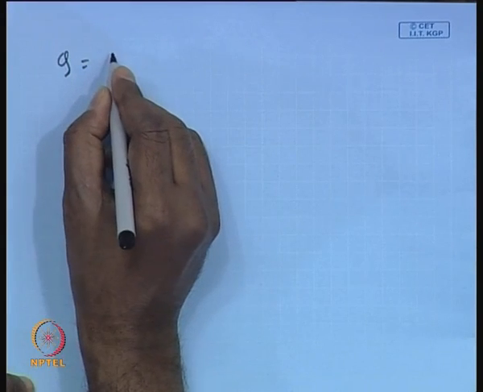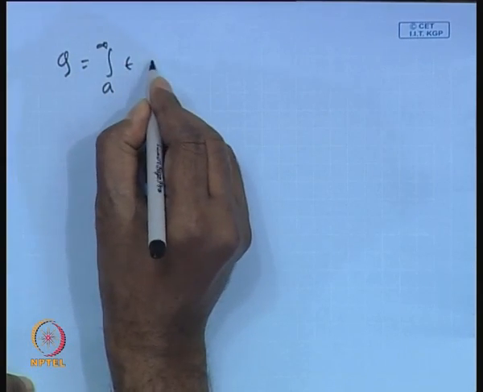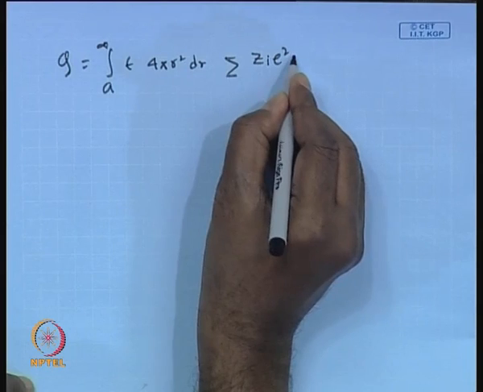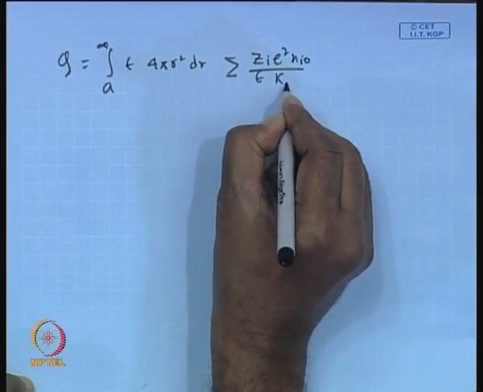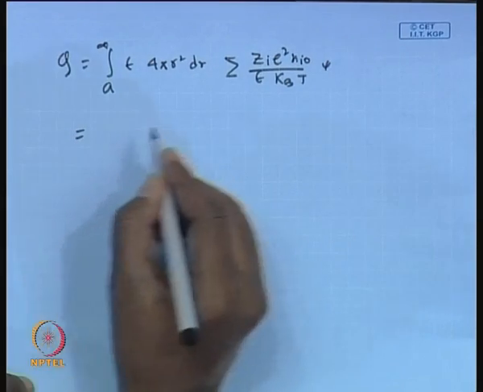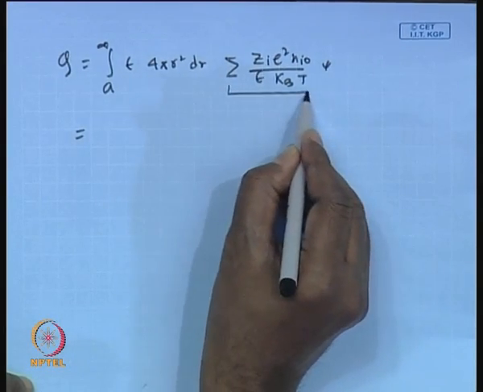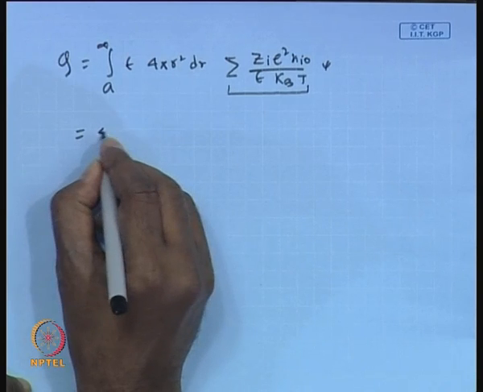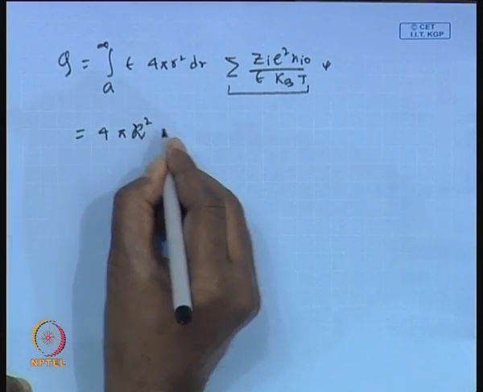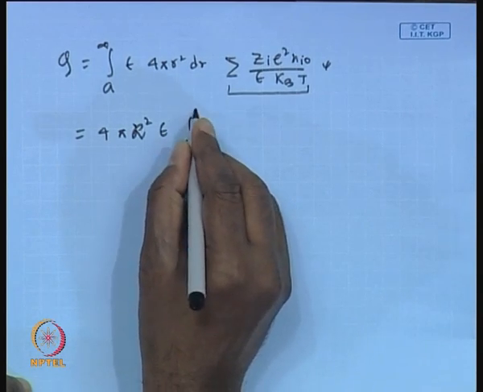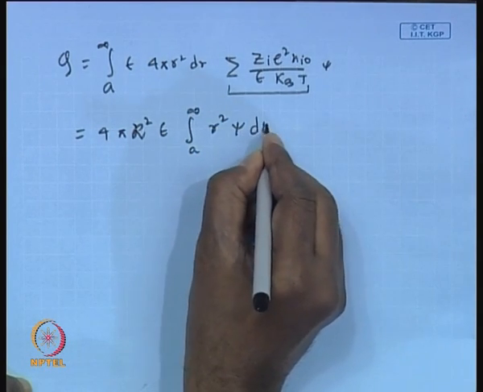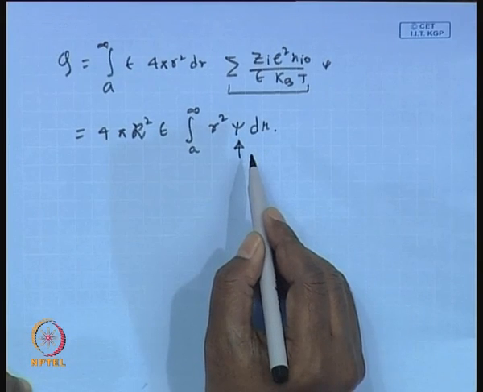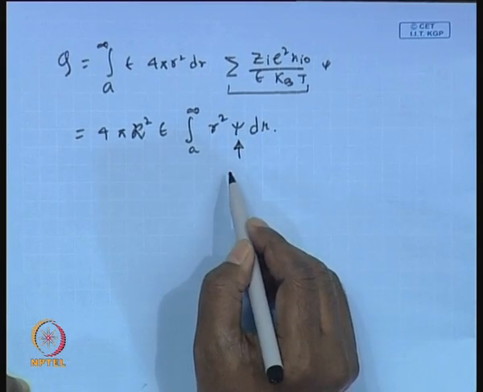and this becomes integral a to infinity epsilon 4 pi r square dr summation of z I square n I naught over epsilon k b t times psi. Okay. And so, what is this? This is nothing but the inverse of Debye length square, kappa square. Okay. So, by definition, this becomes 4 pi kappa square epsilon integration a to infinity r square psi dr. Right. Now, we have already derived the expression of the potential distribution about the charged sphere as a function of r, and we are going to insert it there.